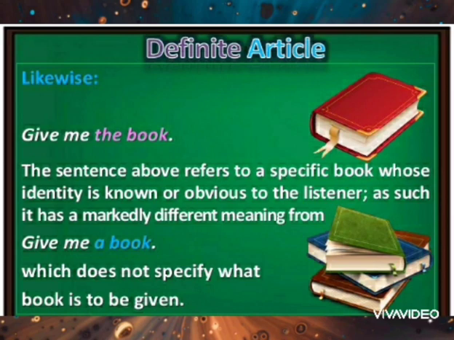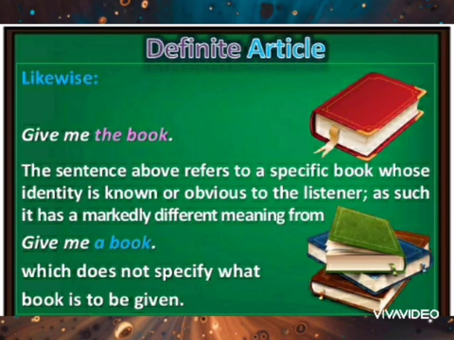Give me the book. The sentence above refers to a specific book. Yes, give me one specific or particular book whose identity is known or obvious to the listener. The listener knows which book he or she is going to take. As such, it has a markedly different meaning from the sentence "give me a book".